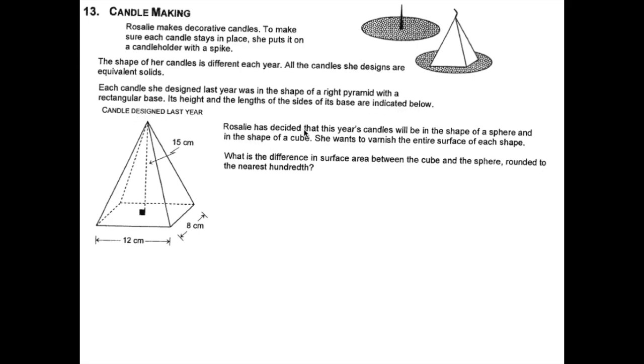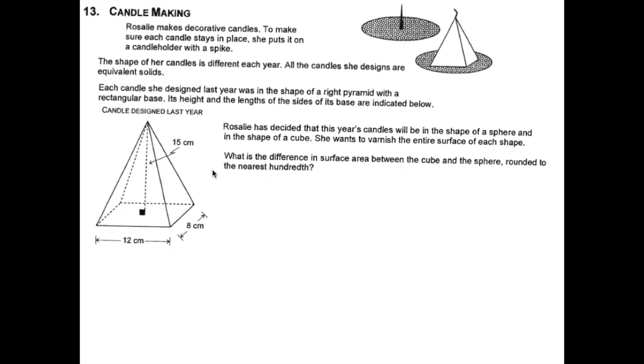Rosalie has decided that this year's candles will be in the shape of a sphere and in the shape of a cube. She wants to varnish the entire surface of each shape. What is the difference in surface area between the cube and the sphere, rounded to the nearest hundredth? The cube and the sphere are going to have the same volume as the pyramid.